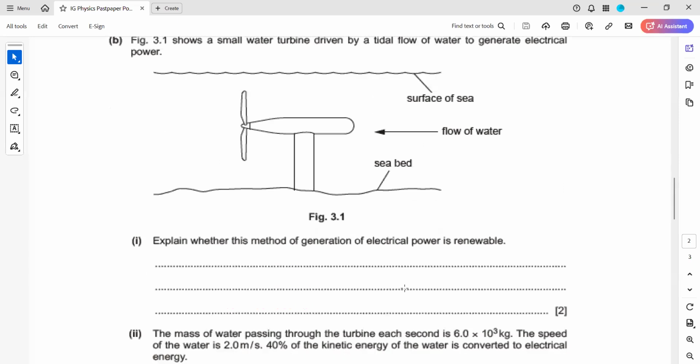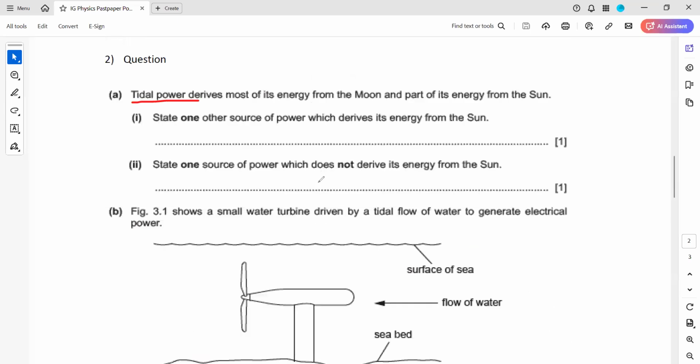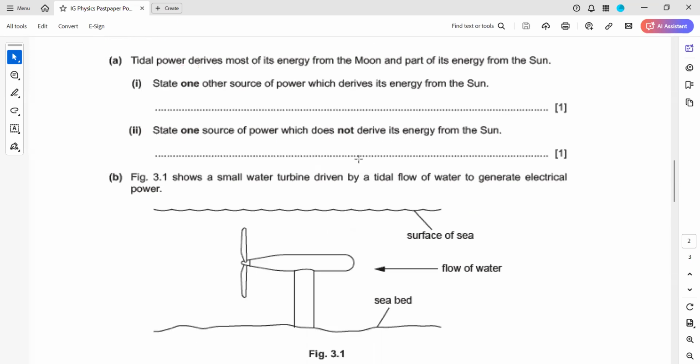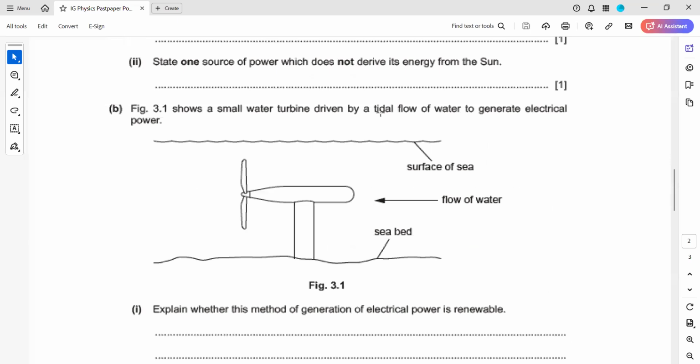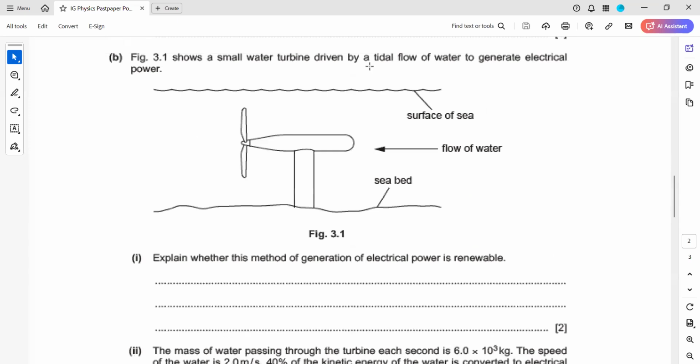Figure 3.1 shows a small water turbine driven by the tidal flow of water to generate electrical power. Tidal is already written in the question, that's why you are not supposed to write tidal. Explain whether this method of generating electrical power is renewable or non-renewable. Renewable.